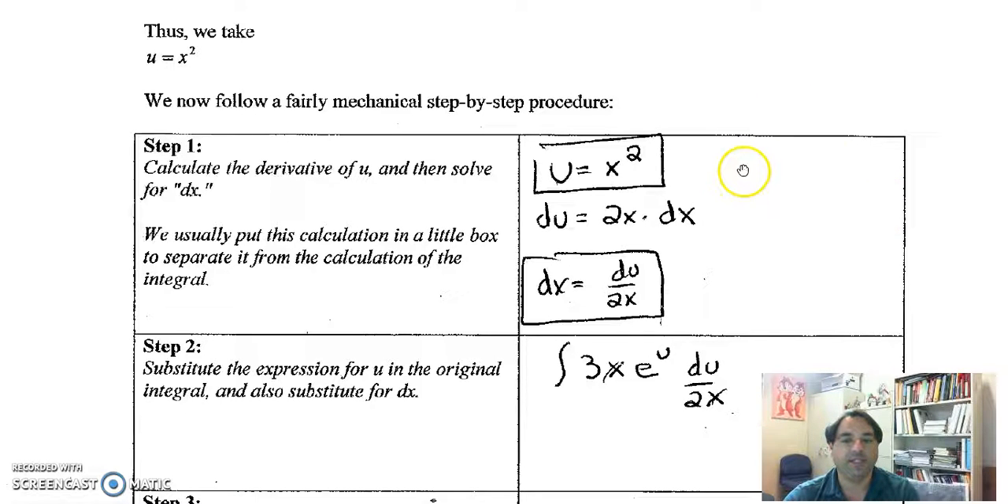Cross multiply. dx times 2x would be 2x times dx. du times 1 would be du. How do you get rid of times 2x? Divide by 2x, divide by 2x. dx equals du over 2x.